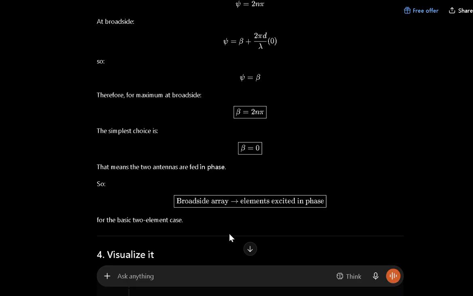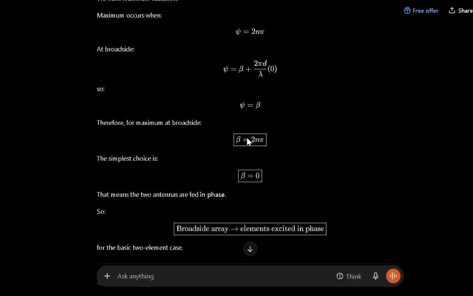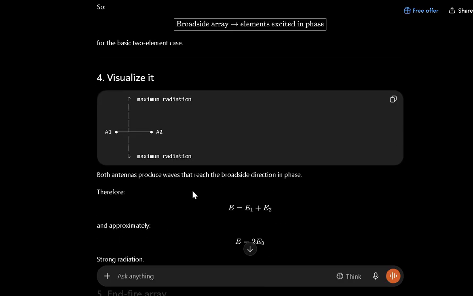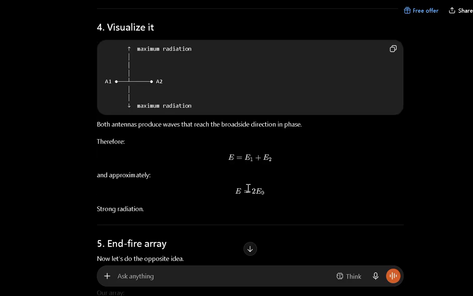So here it all depends on beta. For maximum at broadside, beta will be 2 n pi. The simplest choice is beta equals 0. This means two antennas are fed in phase. So, broadside array, visualize it, maximum radiation. Both antennas' waves reach the broadside direction in phase. Therefore, E total equals E1 plus E2, which is 2 E naught.